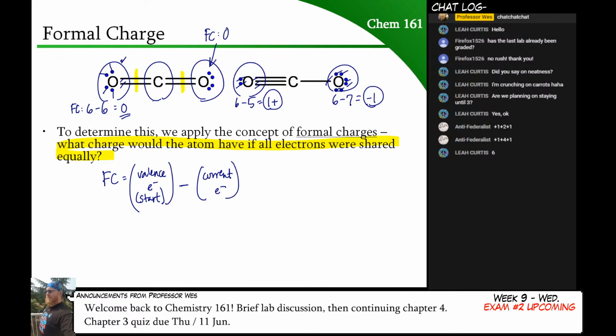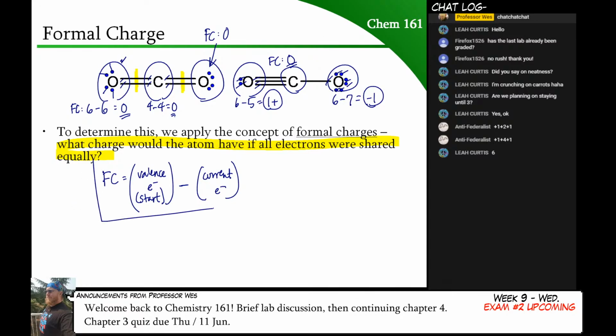And then finally for carbon, carbon starts with 4 valence electrons. There are 4 bonds to it, so its formal charge will be 0 here. Here there's also 4 bonds, so its formal charge will be 0 as well.